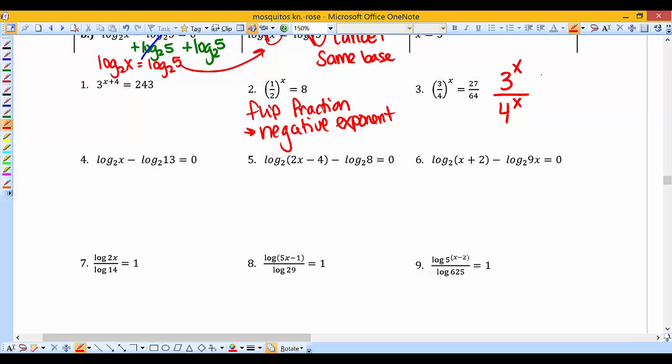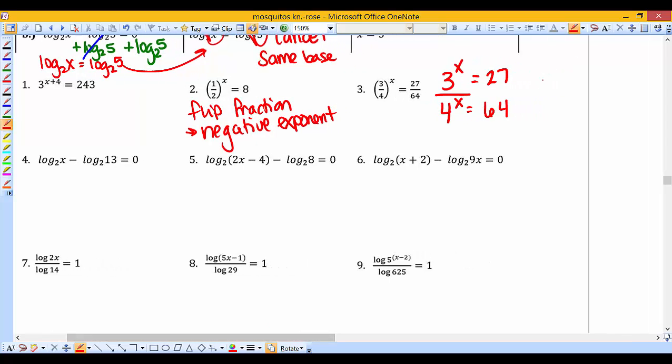So the question is, 3 to the what is 27, and 4 to the what is 64. And since they are both x, it must be the same value. So you are finding what x will give me 27 and 64. So I'm not going to finish. I just started you on that one, but you should be able to finish from there.